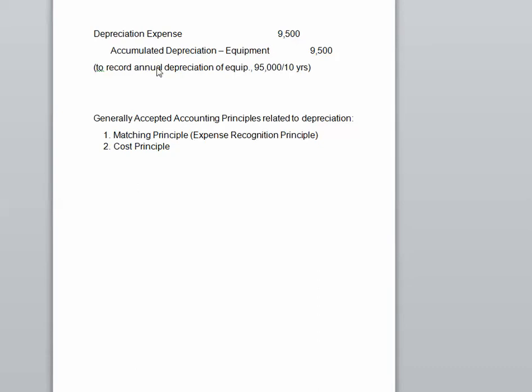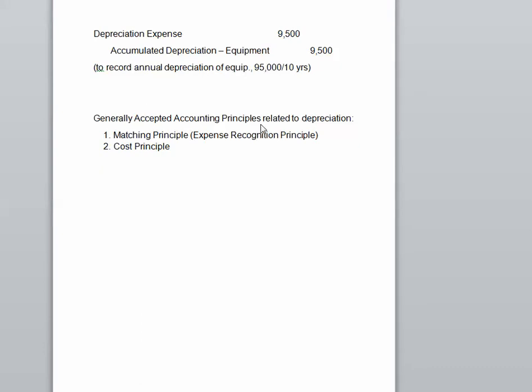When you record your annual depreciation, you debit depreciation expense. That goes on the income statement. And you credit accumulated depreciation. Do you remember what that is? It goes on the asset section of your balance sheet. But this asset has an abnormal credit balance. So what is that called? Yeah, it's a contra asset.